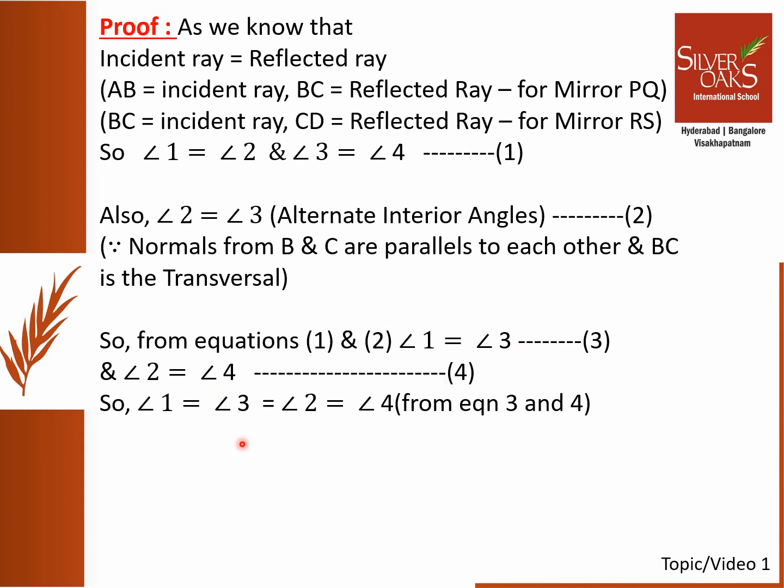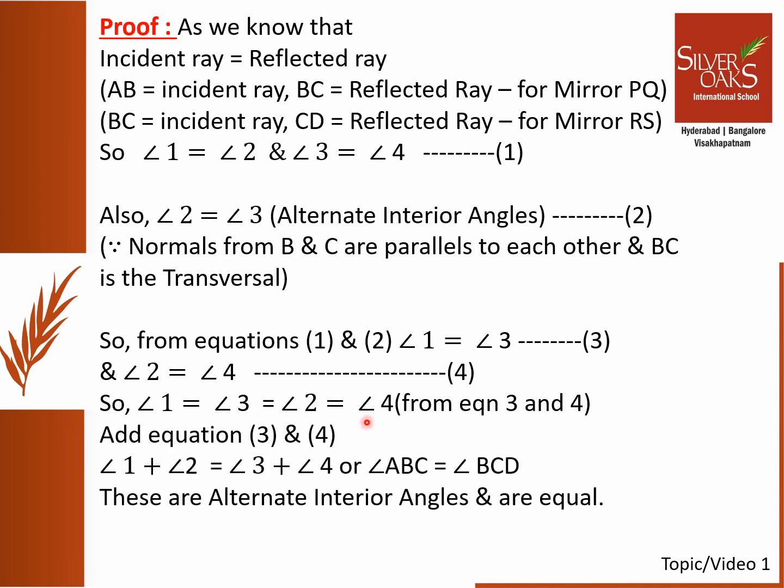Hence from equations 3 and 4, angle 1 is equal to 2 is equal to 3 is equal to 4. All the angles become equal to each other. You add equations 3 and 4. So angle 1 plus angle 2 will be equal to angle 3 plus angle 4. What is angle 1 plus angle 2? The angle ABC. And what is angle 3 plus angle 4? Angle BCD. What are they? These are the alternate interior angles and are equal. Hence, the lines become parallel to each other. Right? Hence proved.